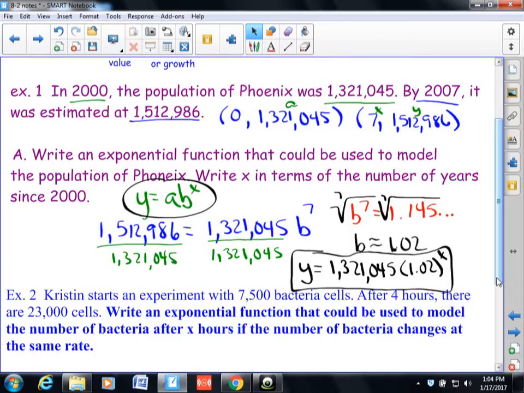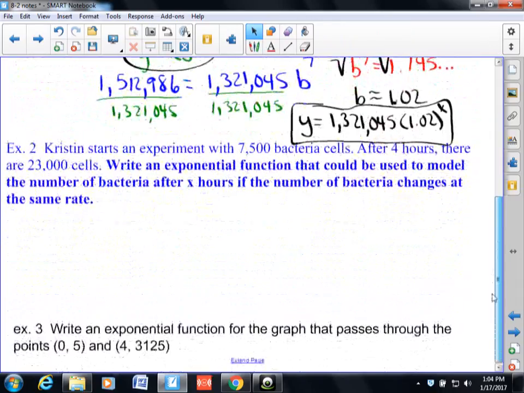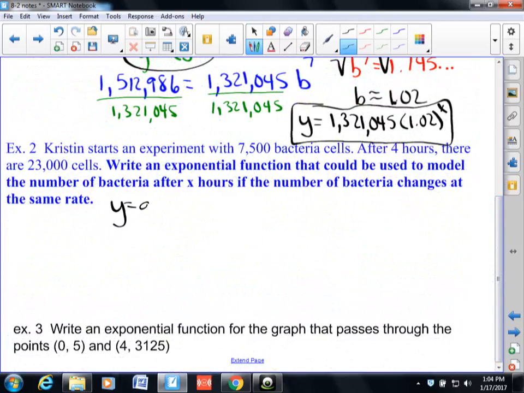Okay, let's look at example 2. Let's see if we can apply it to something different. So y equals a times b to the x. Kristen starts an experiment with 7,500 bacteria cells. After 4 hours, there are 23,000 cells. And we're going to write an exponential function that could be used to model the number of bacteria after x hours if the number of bacteria changes at the same rate.